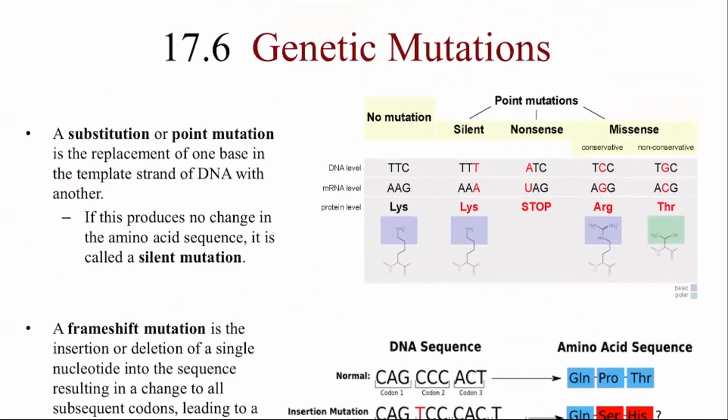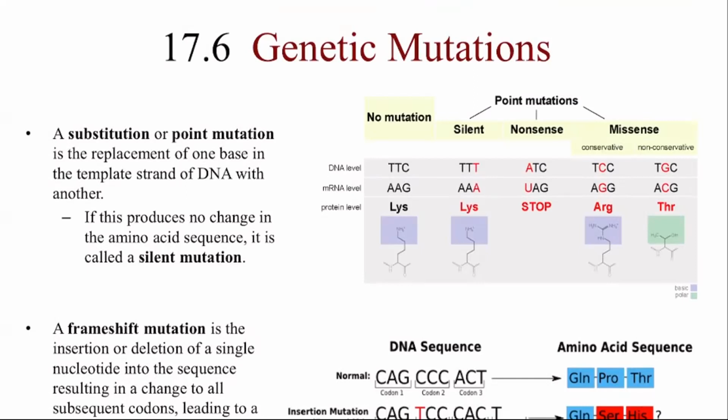Now, point mutations are not always detrimental to protein structures because they may or may not affect the amino acids that are going to be encoded, okay? So as you can see here, a point mutation by definition is going to be the replacement of one nitrogen base from the template strand into the one that got replicated, right? Now, this is the thing.